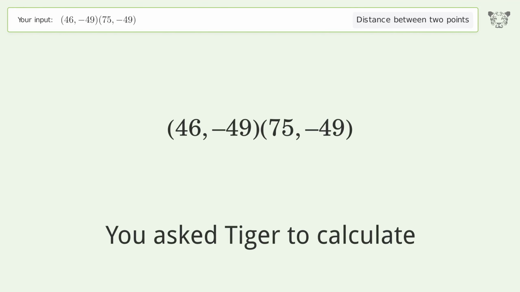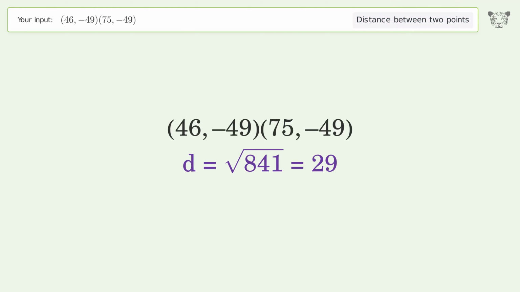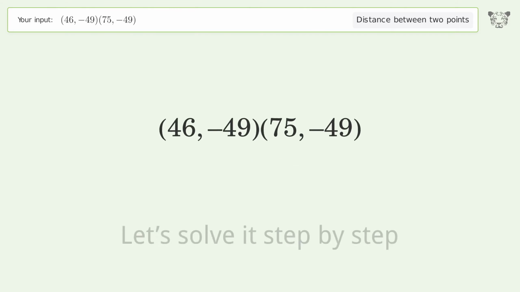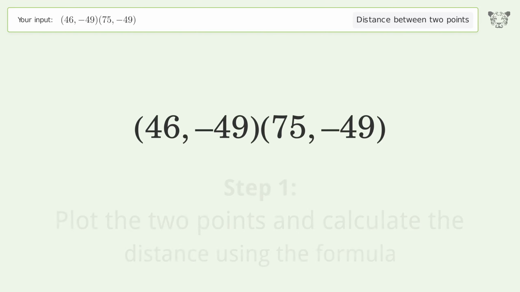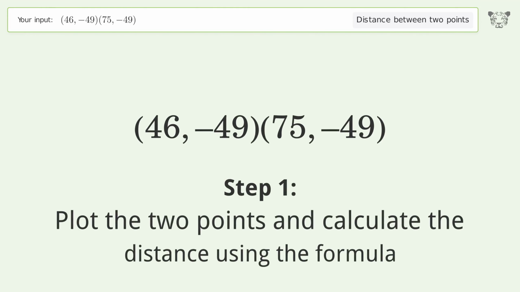You ask Tiger to calculate. This deals with the distance between 2 points. The distance between the 2 points is the square root of 841, or 29. Let's solve it step by step. Plot the 2 points and calculate the distance using the formula.